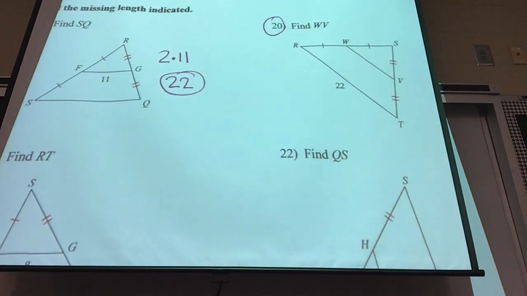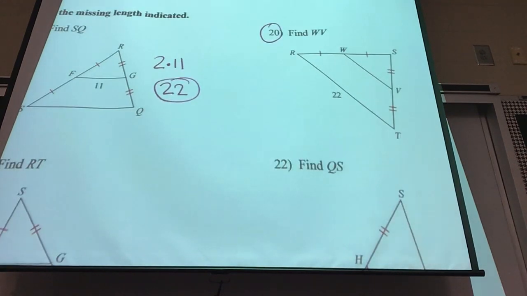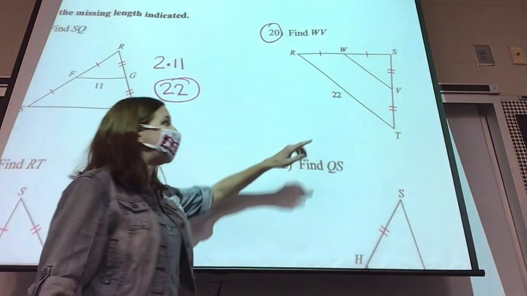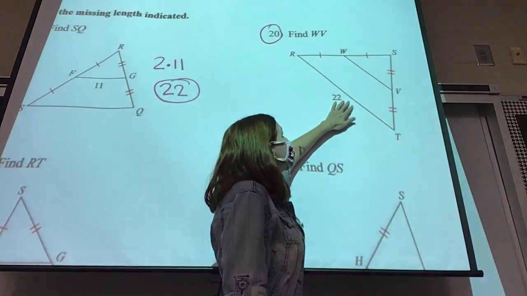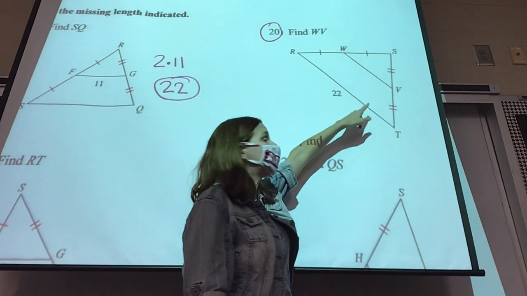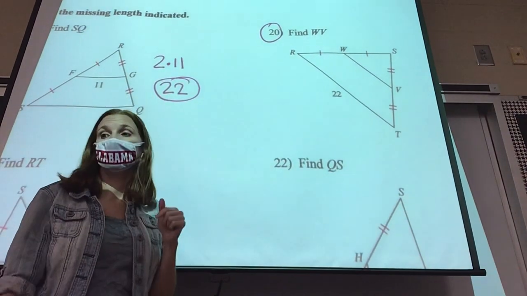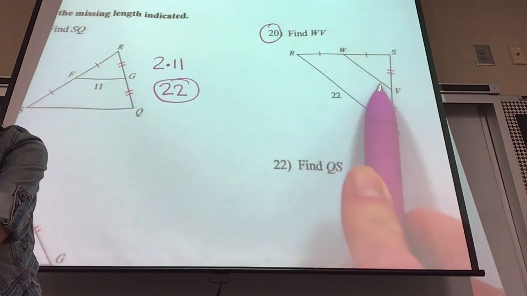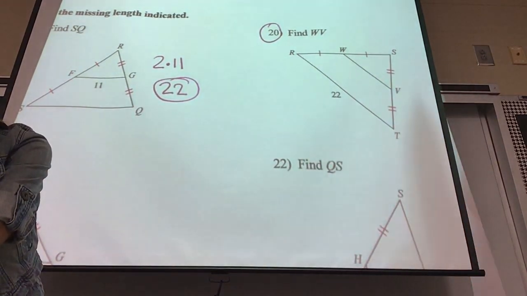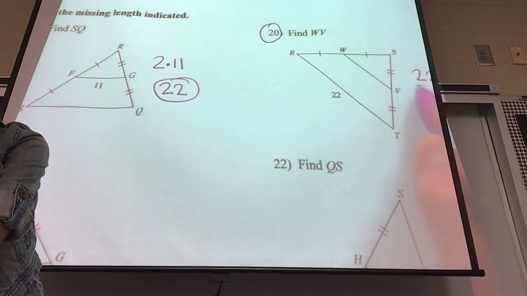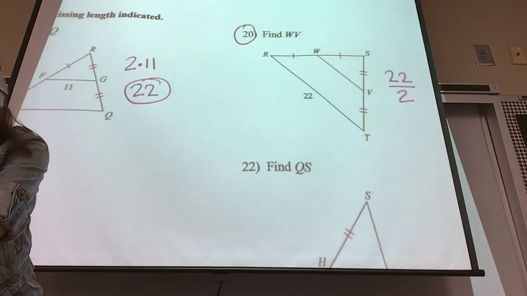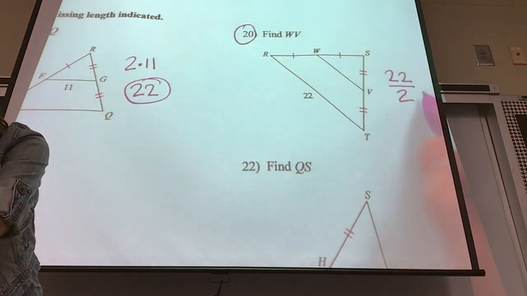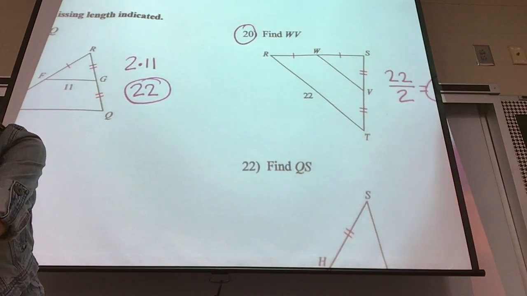So now, look at number 20. This time I gave you which one? This time I gave you the base. I gave you the longer piece. So if you need to find the mid-segment, you divide by 2. So this time I need to find the smaller piece, so I need to do 22 divided by 2. So now this one's going to be 11.